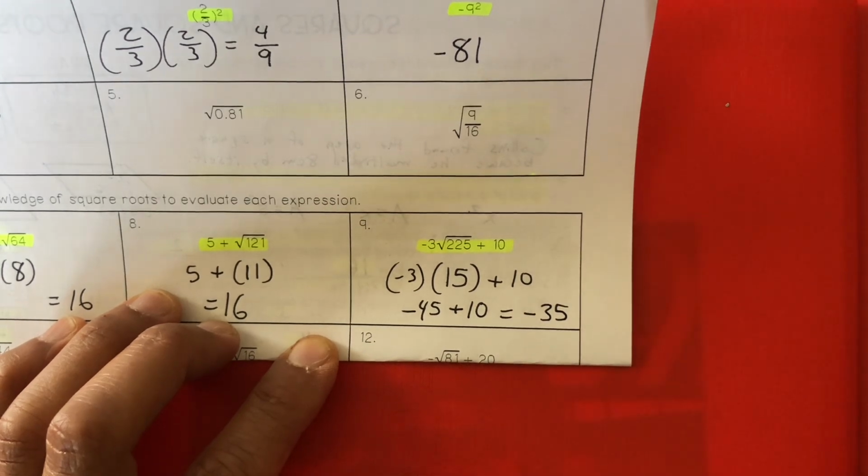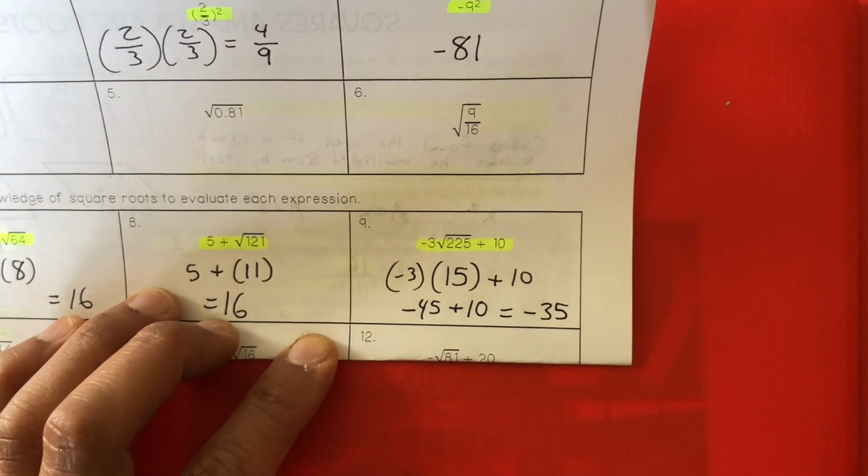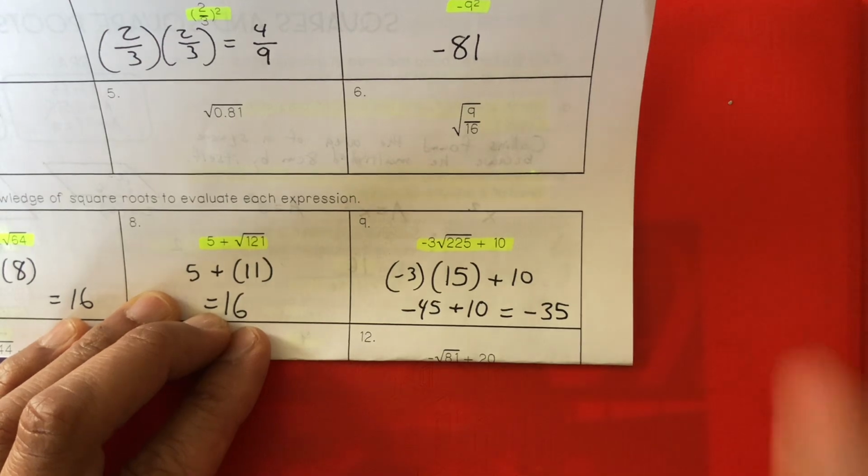negative 35. So if there's any confusion about the rules of positive and negative numbers, we're going to be going over that several times in the coming week.